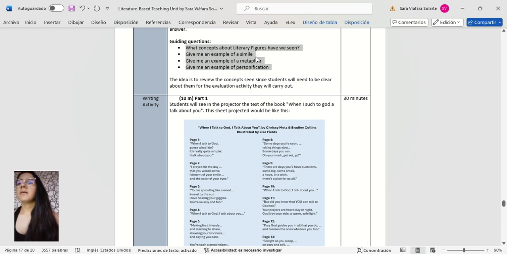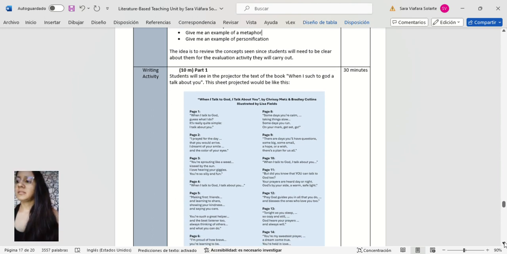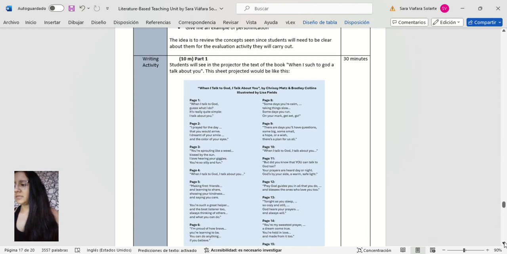The guiding questions: What concepts about literary figures have we seen? Give me an example of a simile, a metaphor, and so on. This will be very useful because, next, the students will have to use those concepts, so they need to review these concepts. So I think that this warm-up activity can help.